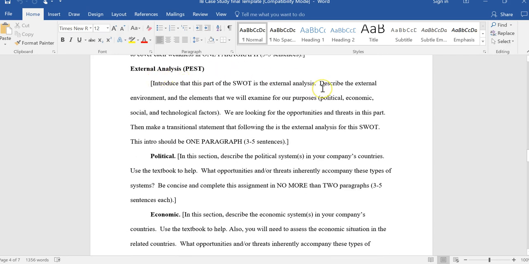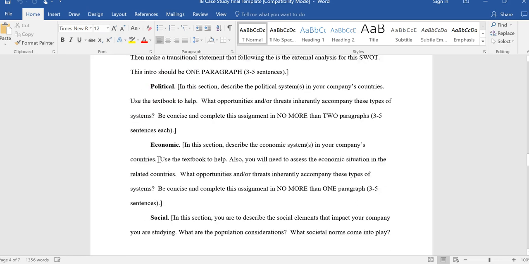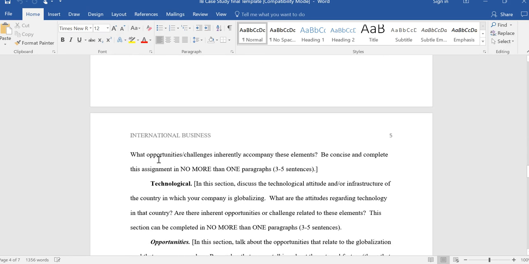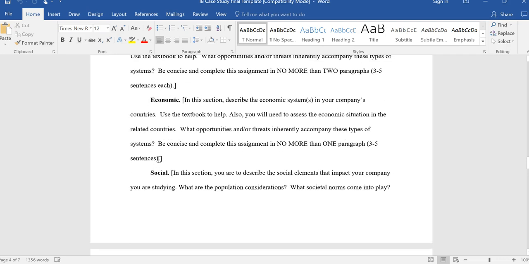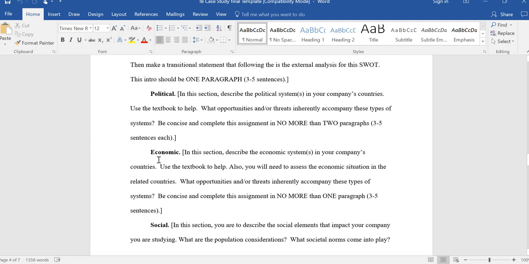What is the external analysis? You're looking at things outside of the company that actually help or hurt their efforts, whatever their goal is. And for our purposes, we're going to look at the PEST analysis, which is looking at the political, economic, social, and technological things. Now, these things are outside of the company.